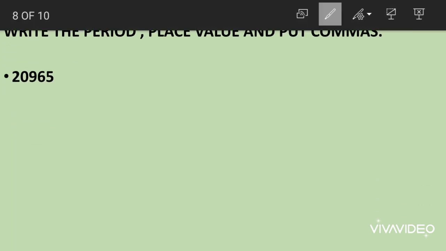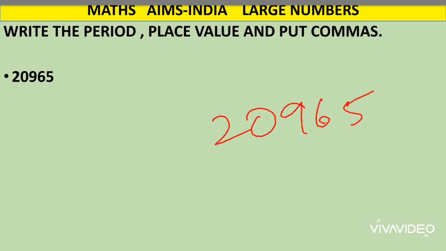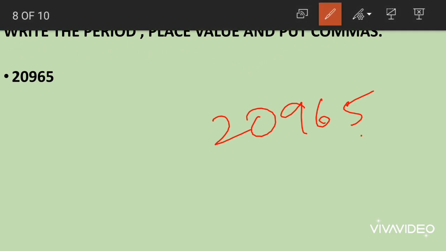The first question is 20965. And what are they asking us to do? They are asking us to write the periods, place values, and also put some commas in the given number. How do we put up the commas? We put the first comma after 3 digits. 1, 2, 3. Here we go.